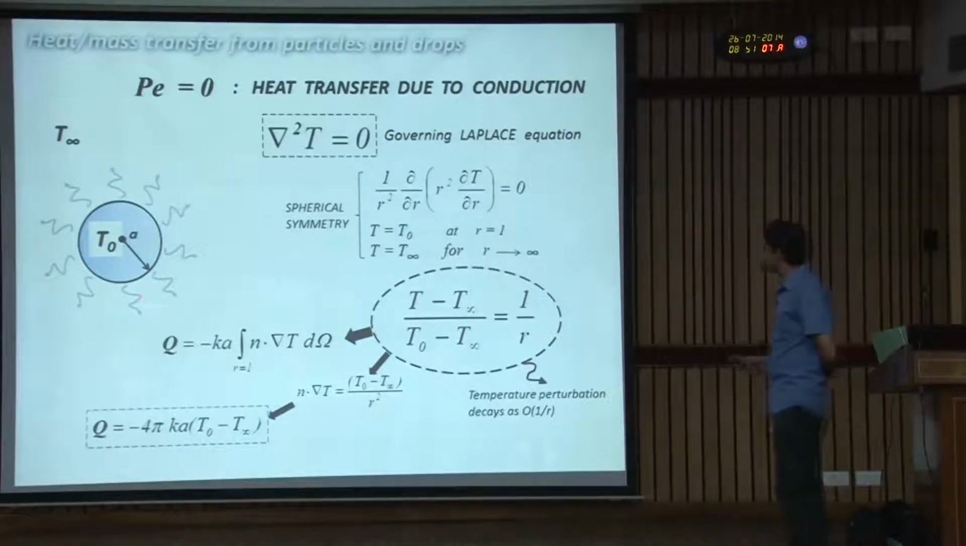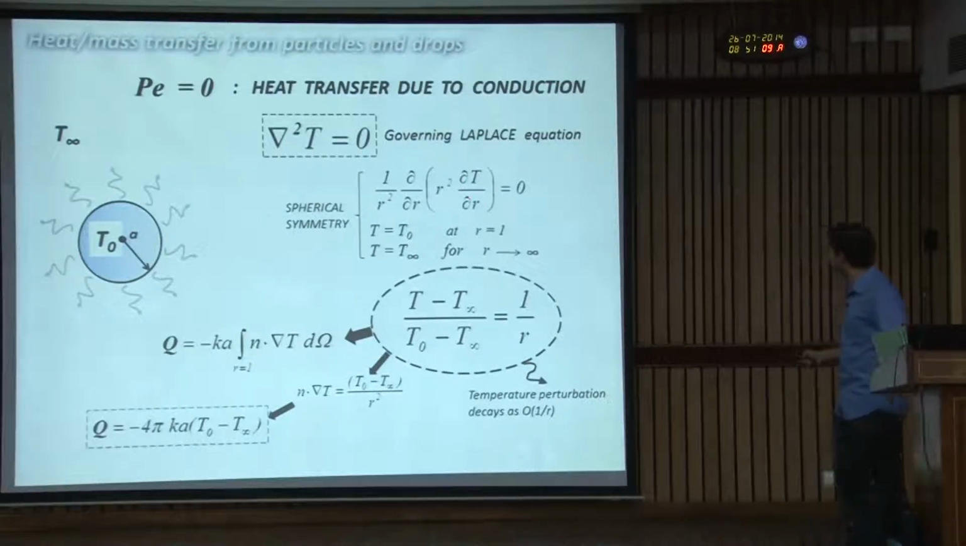And the solution is very simple. You can solve that and show that the temperature is 1 by r. The deviation from the ambient scales like 1 by r. In other words, you can see that when r is 1, since I have scaled r with a here, r equals 1 implies I am at the surface of the sphere. Then this is 1, so T must be T naught, and as r goes to infinity, this must be 0, so T goes to T infinity.